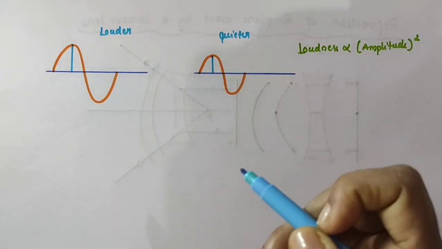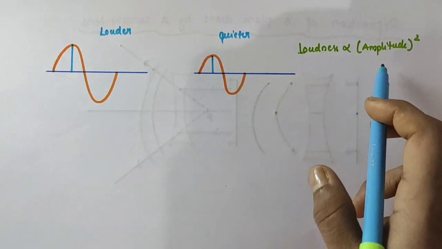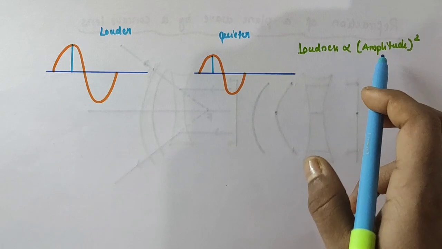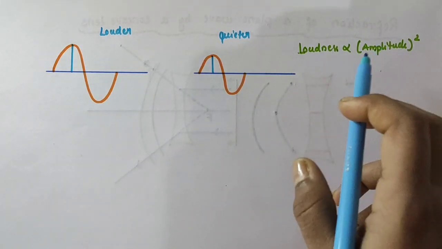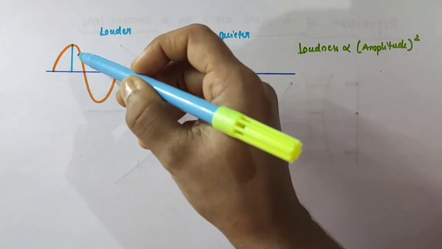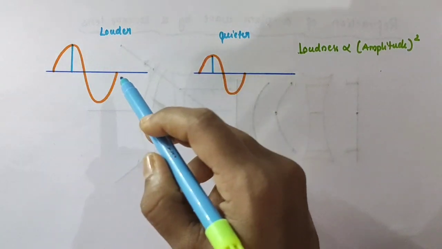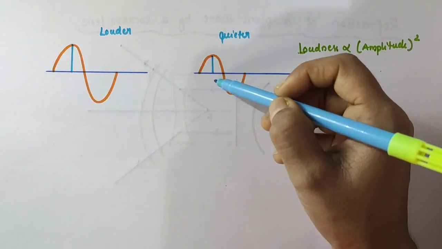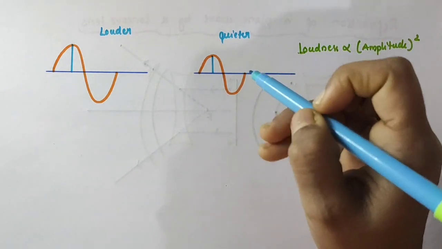The loudness of a sound is proportional to the square of the amplitude of the vibration producing the sound. That is, the loudness of a sound depends on its amplitude. When the amplitude of vibration is large, the sound produced is loud. When the amplitude of vibration is small, the sound produced is feeble or weak.